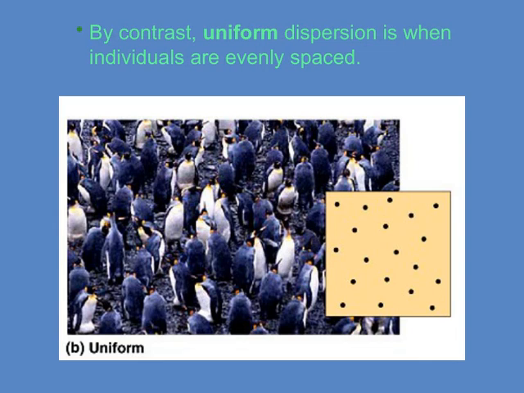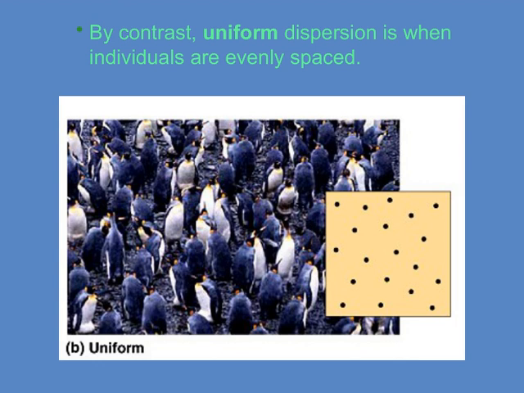By contrast, uniform dispersion is when individuals are evenly spaced. This means that instead of clustering or being randomly scattered, each individual maintains a consistent distance from the others. It's like if you imagine a field where plants are spaced out so that none are too close or too far apart. This kind of distribution is often seen in situations where resources are evenly distributed or where social interactions require a certain amount of personal space.